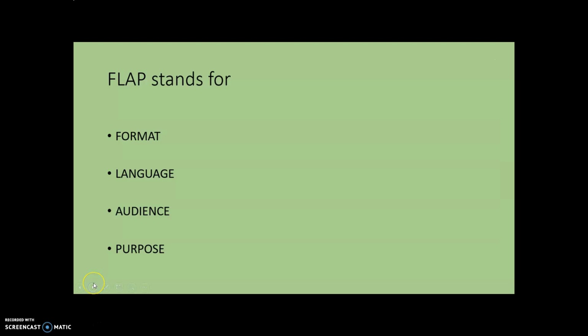So FLAP stands for format, language, audience and purpose. When you're looking at a piece of text, you look at the FLAP. Why is it formatted a particular way? What type of language is it using? Who is the audience? Why is it being written? And what is the purpose?